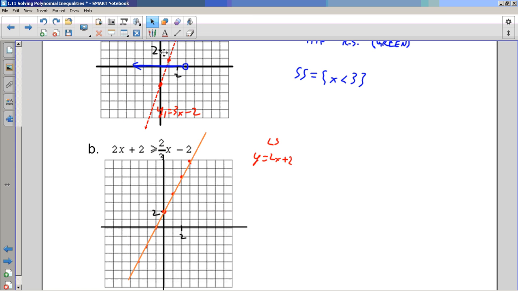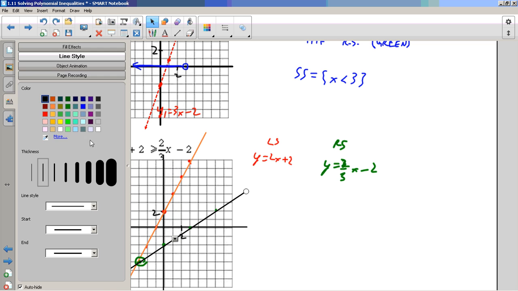And then my right side, I'm going to do in green again, is 2/3 x minus 2. So minus 2, and then the slope is 2/3, up 2, right 3, up 2, right 3, and so on. And if I have to go the other way, it's down 2, left 3. There's my cutoff spot. I see down 2, left 3. And then this line right there, make it green and beautiful.